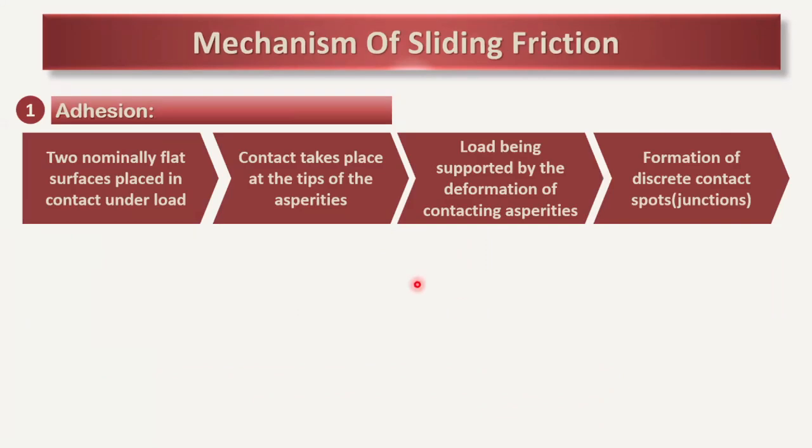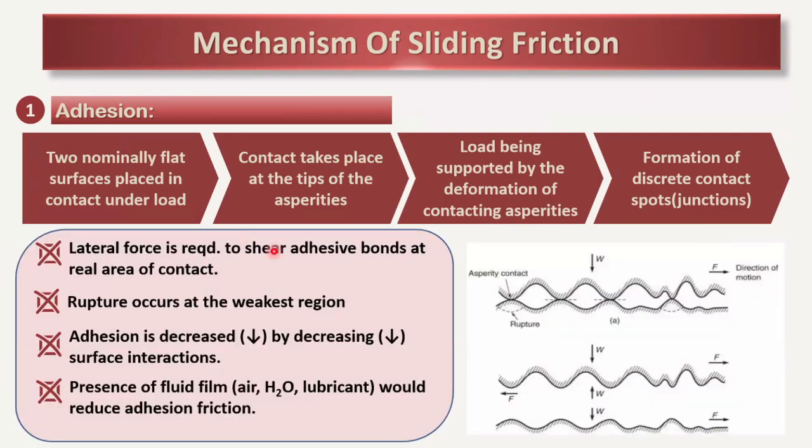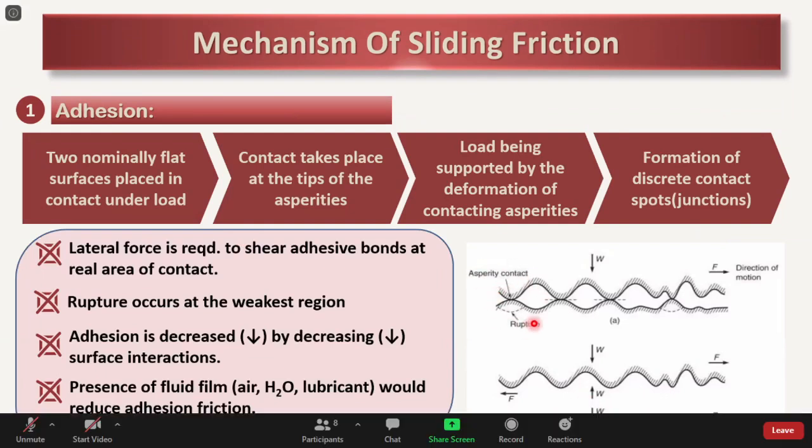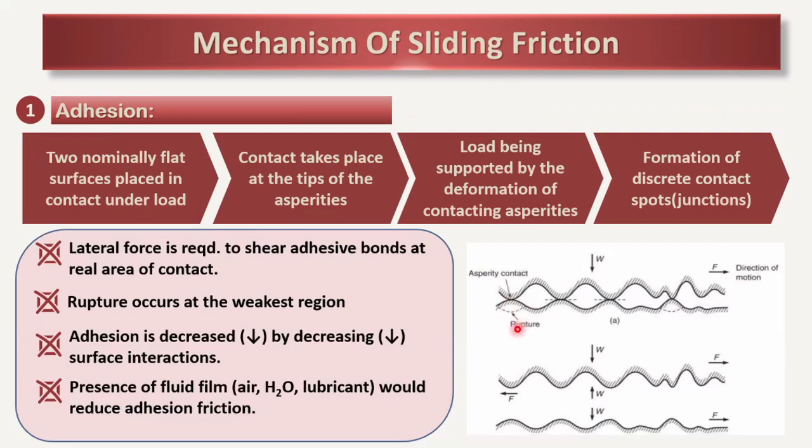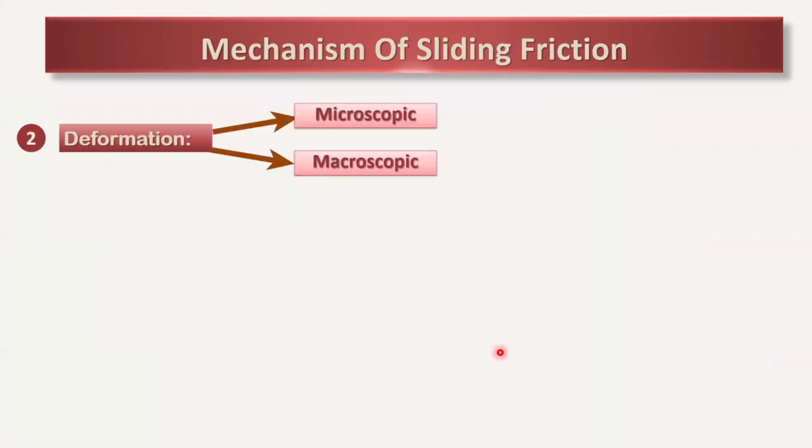Now we will see the mechanism of sliding friction. In the adhesion mechanism, two flat surfaces are placed in contact, and contact takes place at the asperities, with the load being supported by the deformation of the contacting asperities, which leads to the formation of discrete contact spots. And here rupture occurs at the weakest region. Adhesion is decreased by decreasing surface interactions and by the presence of a fluid film like air, water, lubricant, etc.